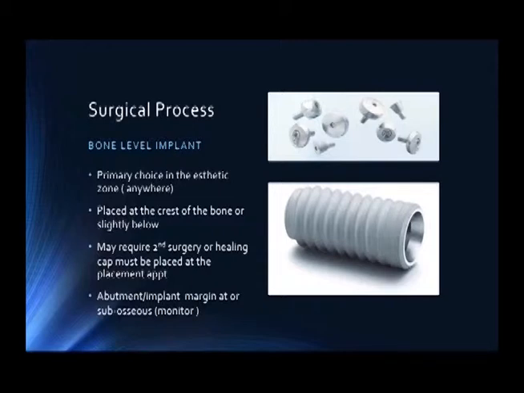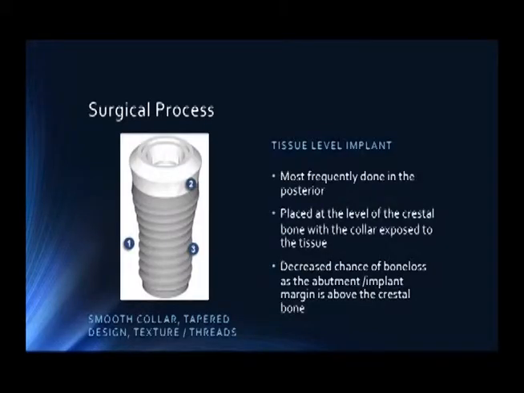So that's a bone level implant. Now we're going to talk about the tissue level implants. They're most frequently in the posterior. They usually have a smooth collar. They can be tapered or wide-necked, or they have different designs.